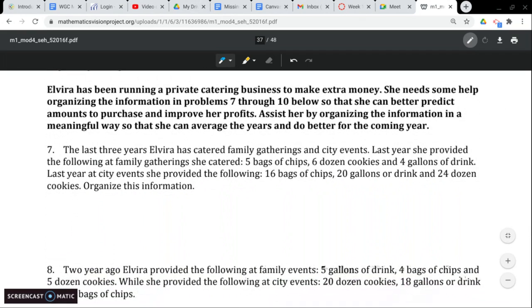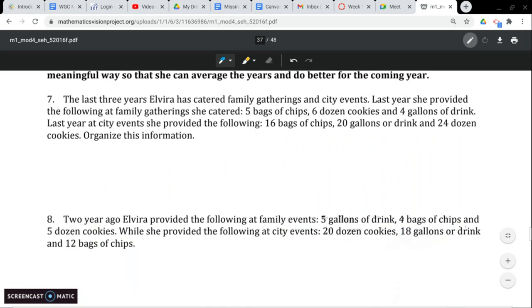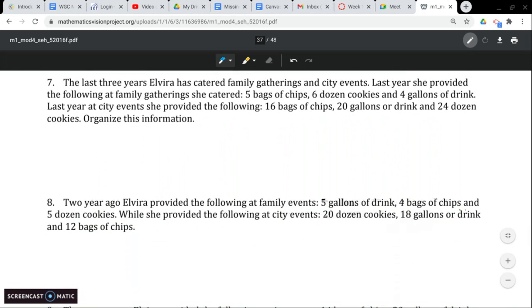Last year, she provided the following at family gatherings she catered: 5 bags of chips, 6 dozen cookies, and 4 gallons of drink. Last year at city events, she provided the following: 16 bags of chips, 20 gallons of drink, and 24 dozen cookies. Organize this information. So what we're going to do is organize it in a matrix. So matrix is your key word for this lesson.